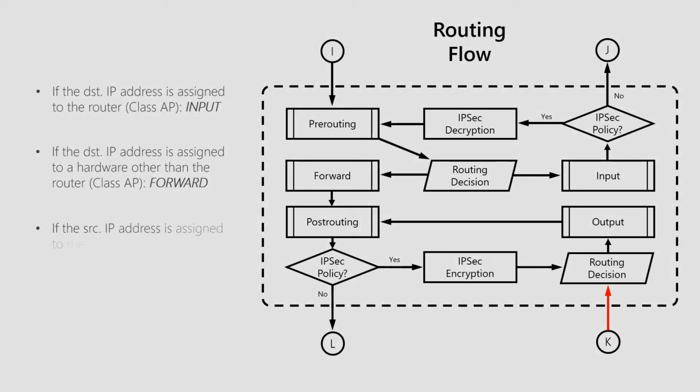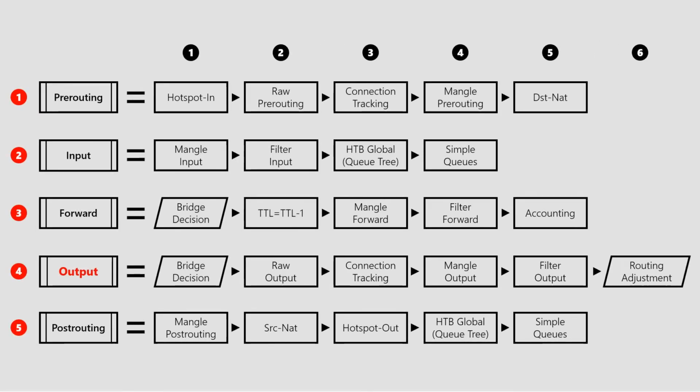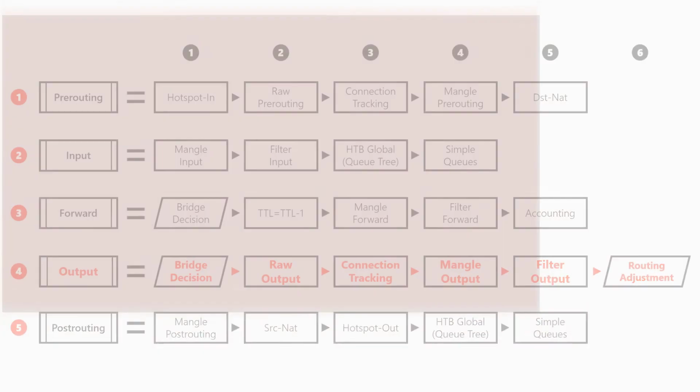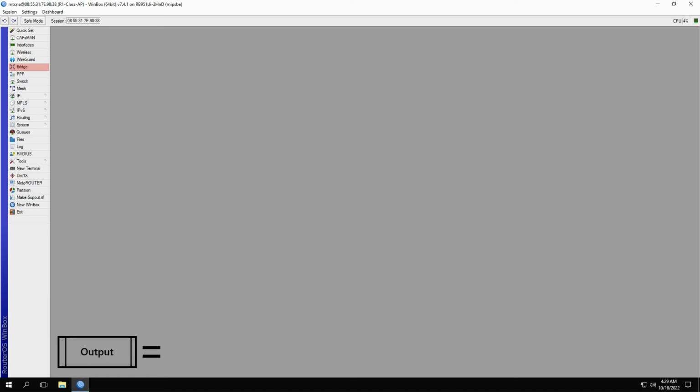The next process is output, and if you remember, if a packet's source IP address was assigned to the router, that meant the packet was generated by the router as output traffic, which will enter the routing flow from point K, pass the routing decision stage, and come upon the output process. The output process includes a bridge decision, raw output, connection tracking, mangle output, and filter output, at the end of which the routing decision that has just been made will be duly adjusted.